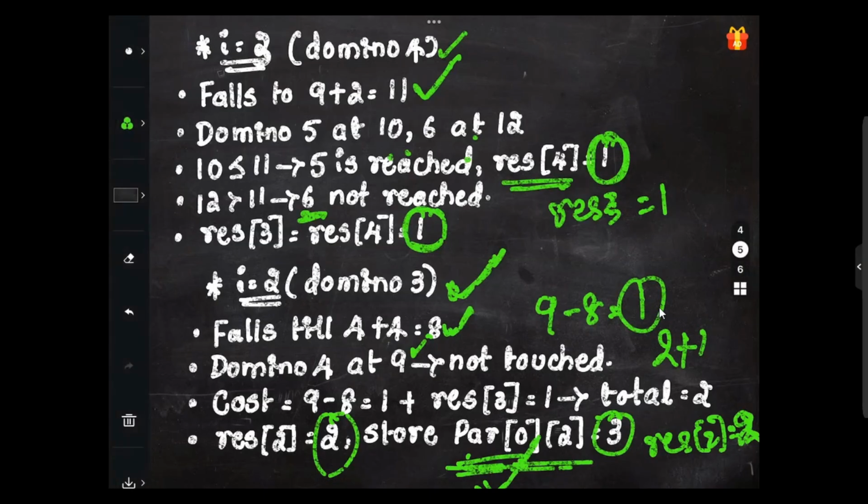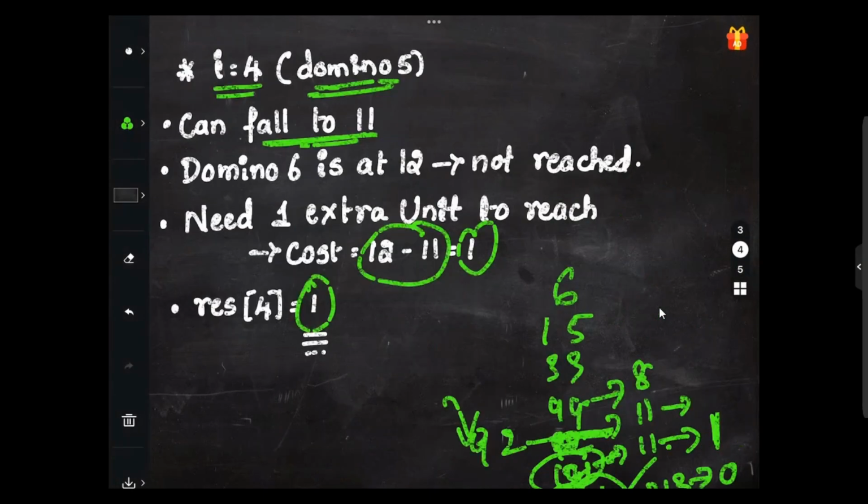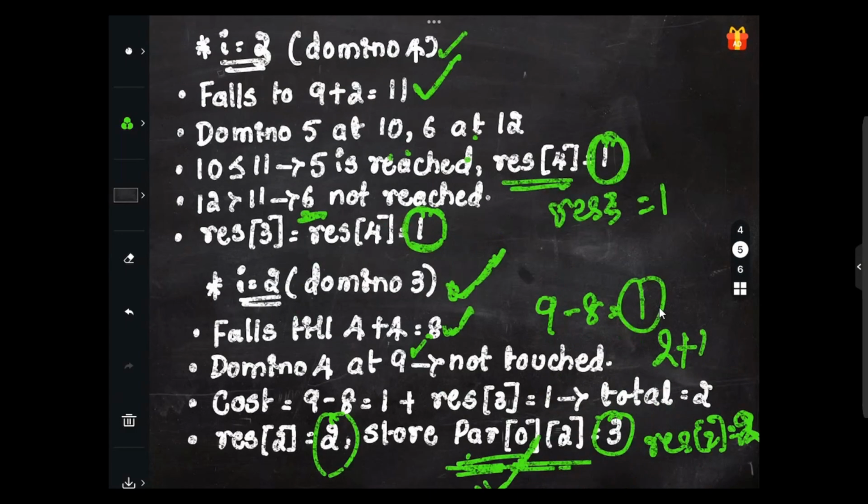So let me write it here so that we will not get confused later. So this one will be 0 1 1 again, so this one will be 2. We are left with the last two basically. Let's see, we are left with the last two.